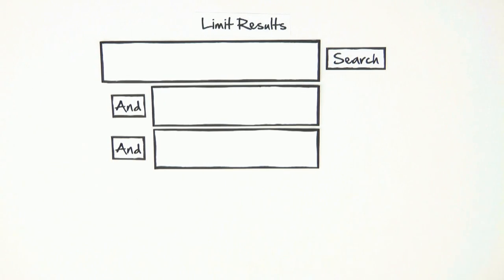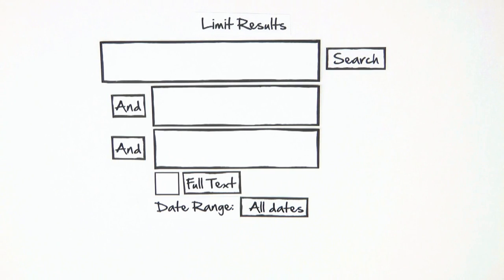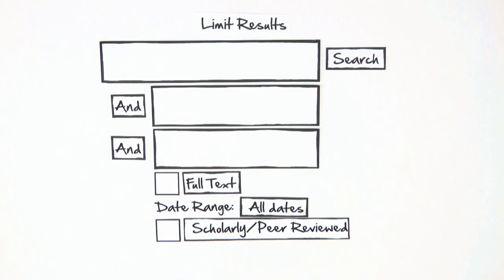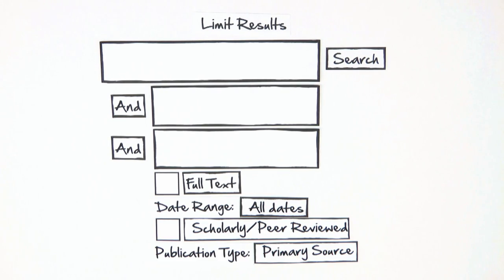Advanced search also lets you limit what the database searches so your results match what you need. The most common ones are find only full-text articles, limit to a specific date range, and include types of articles like scholarly or peer-reviewed. Some will even let you search by type of document, like primary sources, case studies, or images. Each database has different ways for you to limit your results.